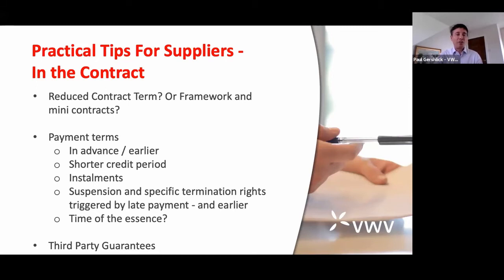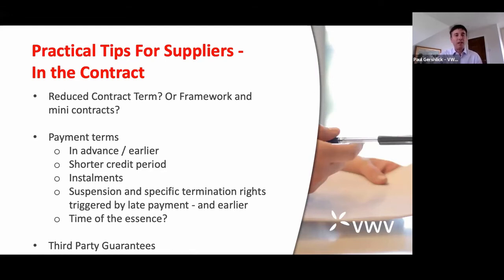There are several points that could be looked at in terms of reducing exposure in terms of the payment terms. So first of all, load it more so payments are made more upfront. Get more advance payments in the contract. If you are providing credit, make the credit period shorter. Instead of 60-day payment terms, make it 30 days. And if there are payments to be made in arrears, then think about charging in installments, being able to invoice gradually.